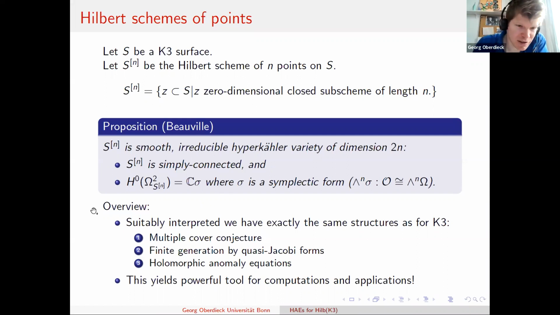And so the short upshot of this talk is that once you interpret it suitably and set it up correctly, then you have exactly the same structures as for the K3 surface. We have the multiple cover conjecture, finite generation, and the holomorphic anomaly equation. I will explain a proof of certain cases of this conjecture, and they will lead to really powerful ways to actually compute things.